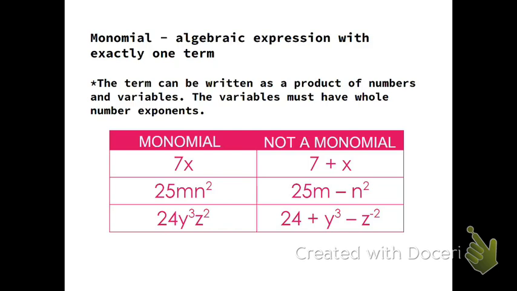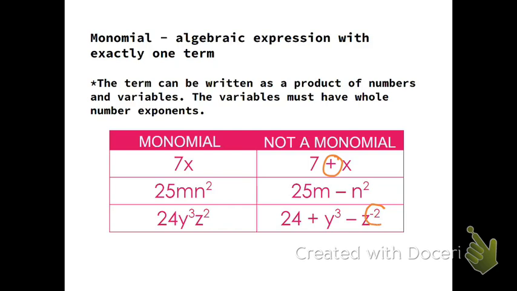So you have some examples here on the left: 7x, 25mn squared, 24y cubed z squared. Those are all monomials. On the other side, on the right, those are things that are not monomials. So this first one, the 7 plus x, that's not a monomial because it's more than one term. We've got that plus sign there. That makes that two terms. Same thing for the second one. That minus sign makes it two terms. The last one, that's actually three terms.